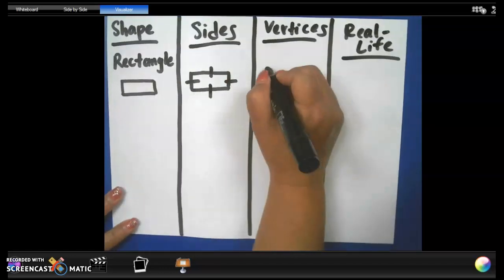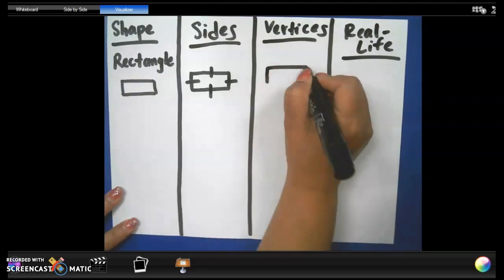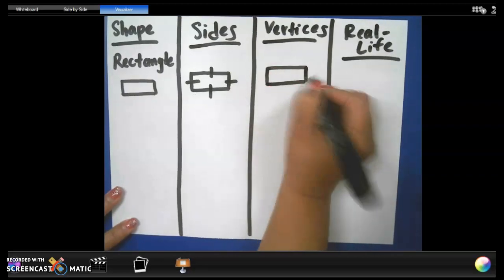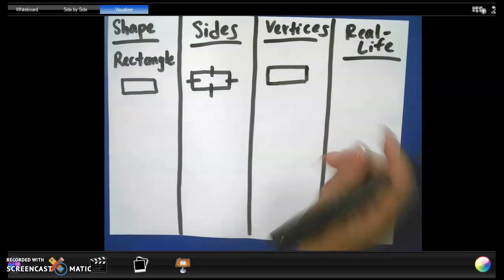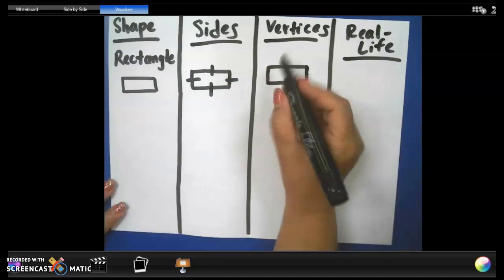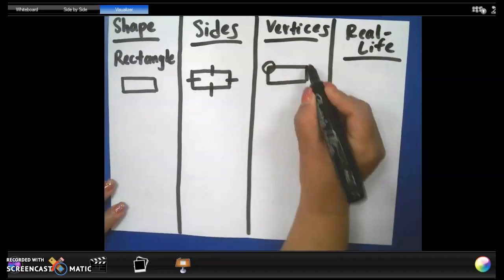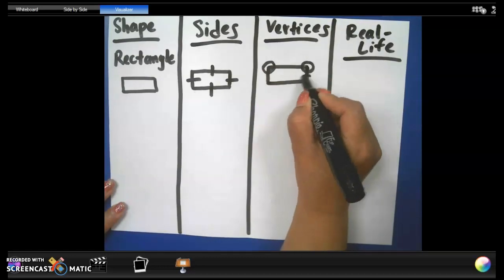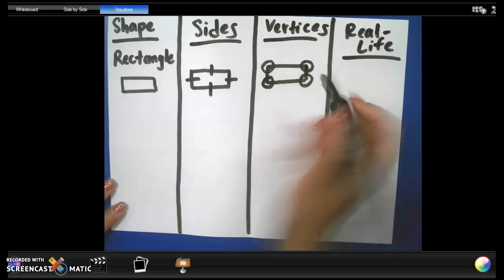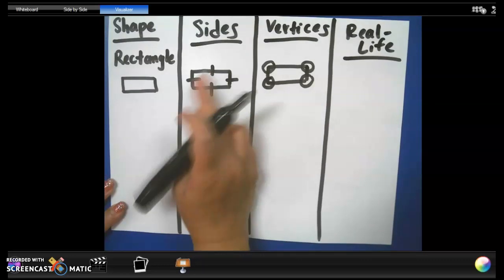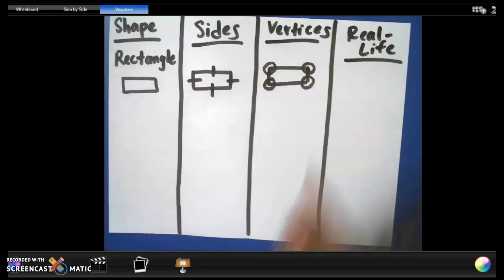Now we're going to count the vertices. Let me draw it again. Remember, the vertices are the corners or the little points where the sides meet, okay? So there's 1, 2, 3, and 4. So the rectangle has 4 sides and 4 vertices or corners, okay?